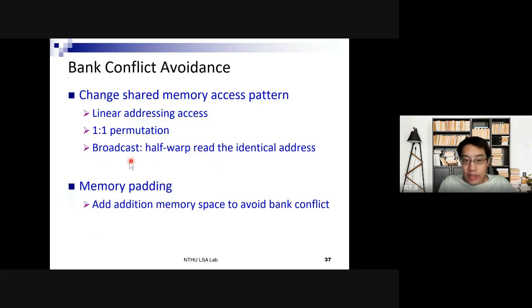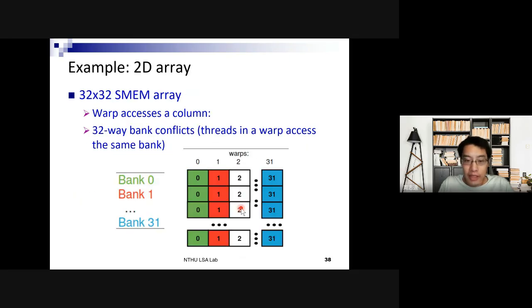However, if this cannot resolve the problem, then another solution is called memory padding. Okay, so let's see what memory padding is. The example we use follows the transpose example we introduced before, when we talked about coalesced memory access on global memory.